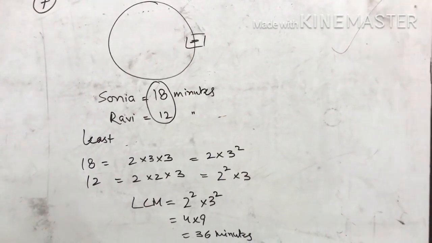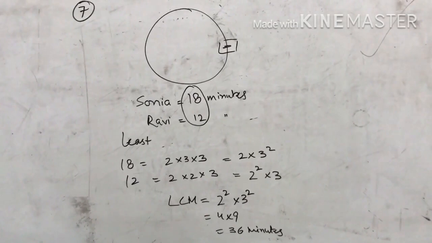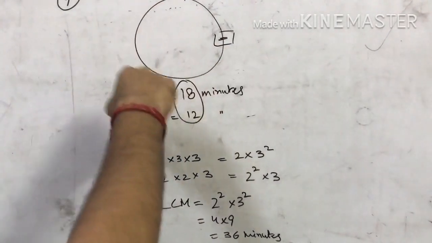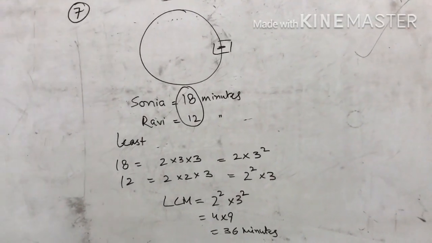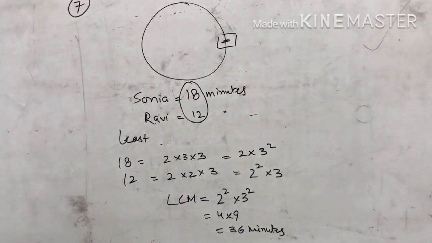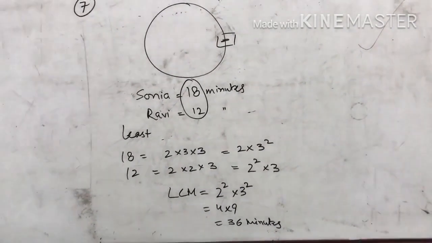That is the minimum time when they will meet again after starting. So this is the minimum time taken by these two people when they will come together and meet at the same point again, at the starting point. Why are we taking LCM? Because we want the minimum time when they will meet together. Least means minimum. So you have to find the LCM.